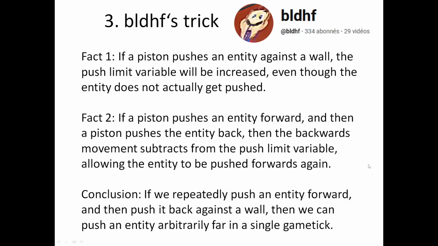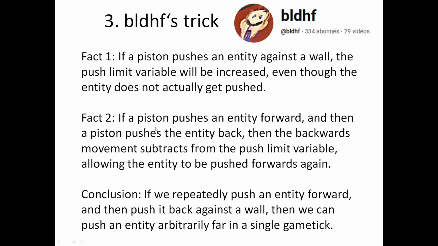But there's a trick which was discovered by BLDHF, which allows you to circumvent this push limit variable. So this relies on two observations. Firstly, if a piston pushes an entity against a wall, then the push limit variable will be increased even though the entity does not actually get pushed. So if you push an entity against a wall, it will not actually get pushed because you can't push it through the wall. But the push limit variable does not know about the wall, it only cares about how much the piston tried to push it.